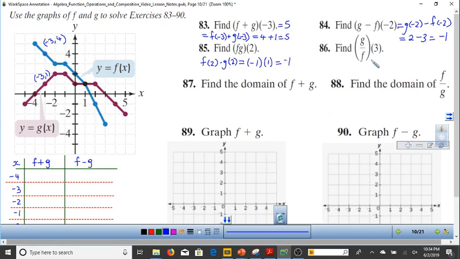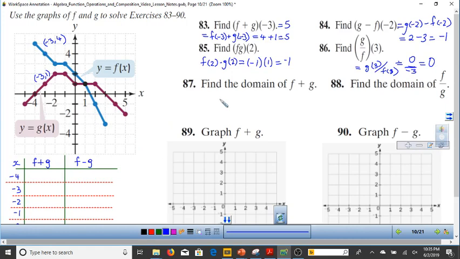Now g over f of 3 is the same as g of 3 divided by f of 3. So g of 3, we look for g of 3, 1, 2, 3. G of 3 is 0. And f of 3 is, let's see here, negative 3. So we're dividing 0 by negative 3. Of course, 0 divided by any other number is 0. So g over f of 3 is 0.